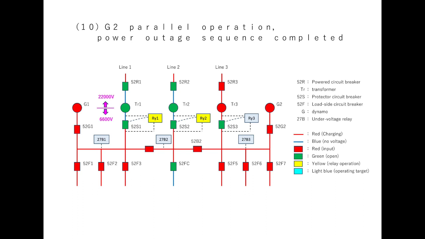After all the power outage sequences are completed, it will look like this figure. This concludes the brief explanation of the power outage sequence. Power restoration determination. Next, I will explain the power recovery sequence. First, we need to create the conditions to start the power restoration sequence, so we will explain power restoration determination.